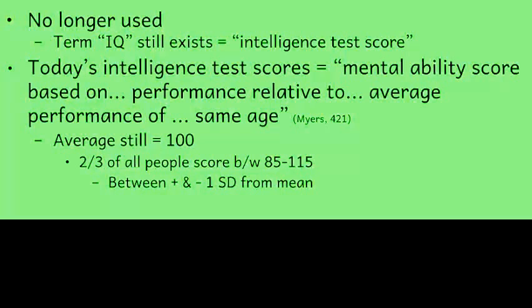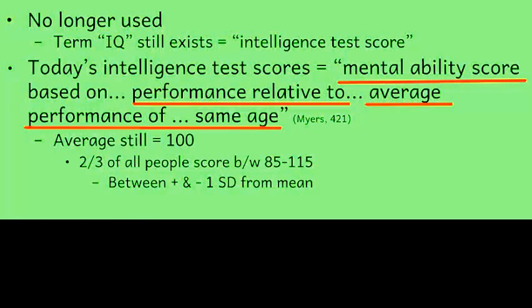And because we use so many different tests today, you've got to ask which test that number comes from, because not every test today is normed at 100 being the average. So you've got to ask that question. Today's intelligence test scores no longer are a mental age divided by a chronological age. It's a person's mental ability score based on their performance relative to the average performance of people the same age.